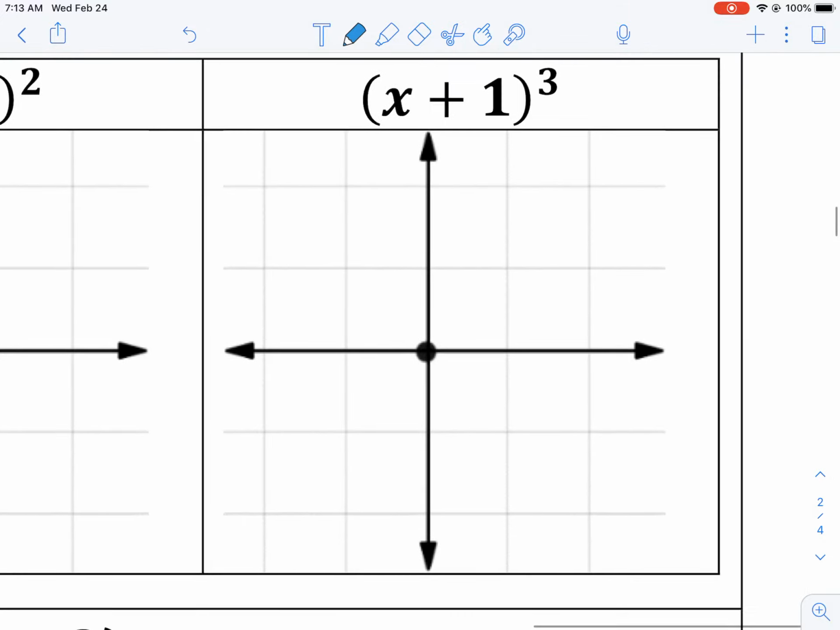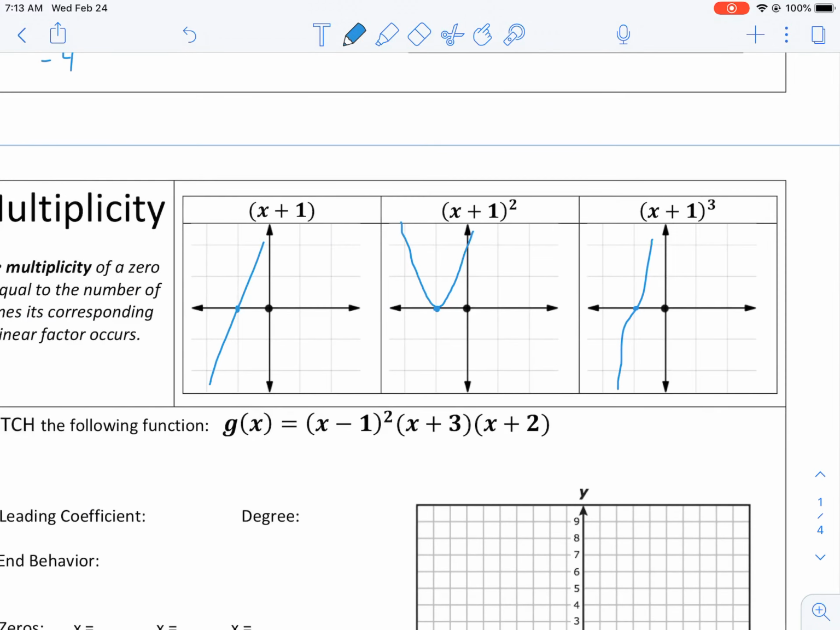If it's a multiplicity of 3, that's like the x cubed. So remember the x cubed is like the slide, so it slides as it goes through it. So this would mean that the zero at -1 actually occurred 3 different times. So this is how this looks, all right?